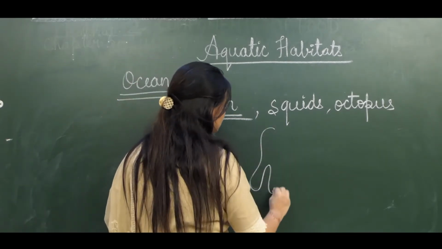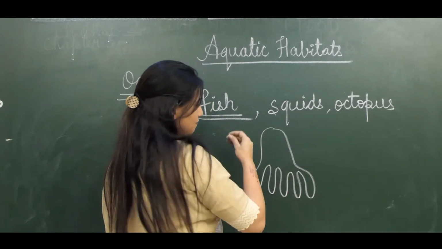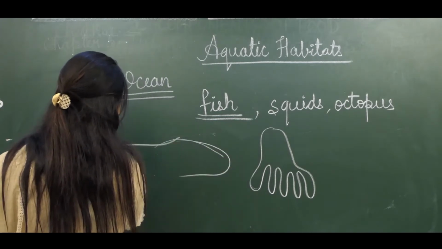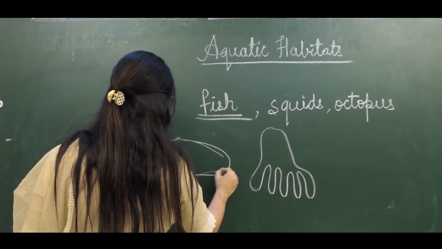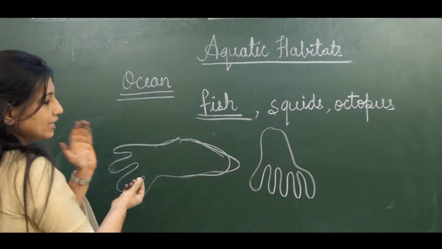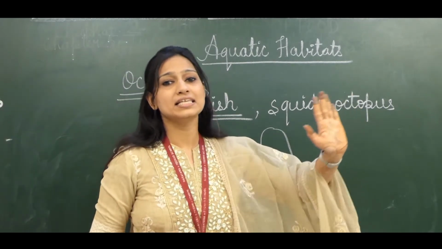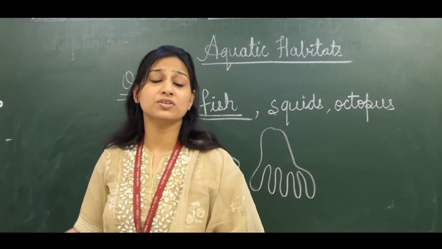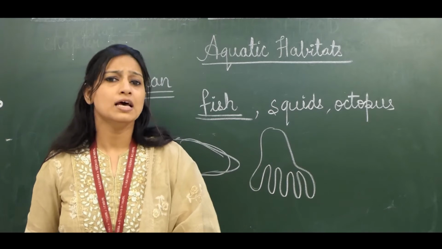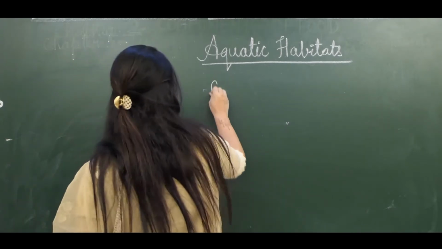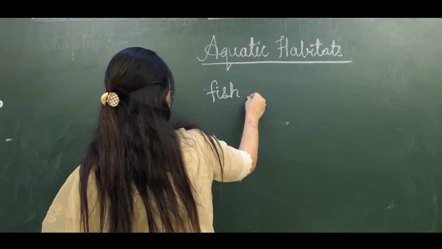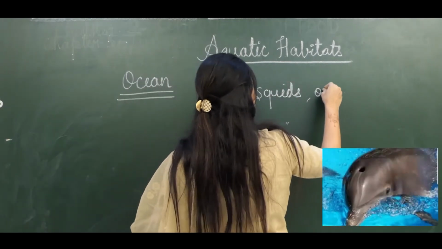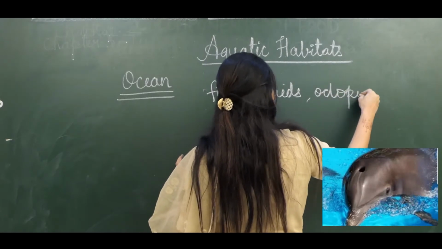So this is an octopus. When it has to swim, the octopus actually streamlines its body so that it can easily swim. And along with this, if you have seen whales or dolphins, let me just show you. So we saw fish, smaller and larger fishes. We saw squids and octopus. Now there are some animals like dolphins and whales.